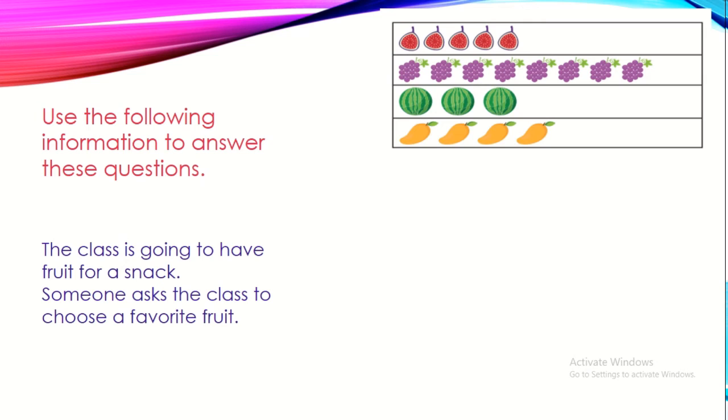Now, use the following information to answer these questions. The class is going to have fruit for a snack. Someone asks the class to choose a favorite fruit. Look at the first row. How many students like figs the best? Let's count it. 1, 2, 3, 4, 5. The answer will be 5.